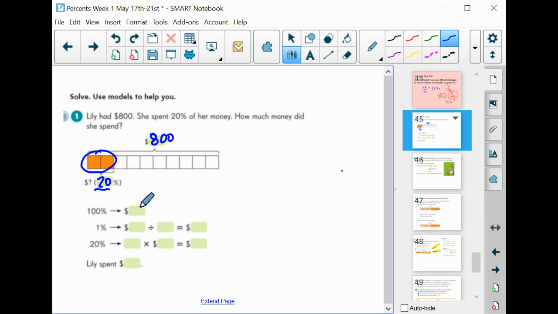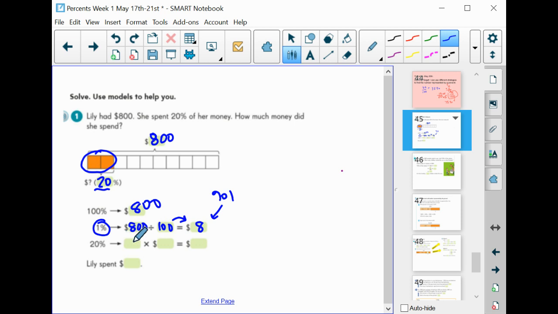So 100% of her money is $800. And what we can do to find 1% of her money is divide $800 divided by 100. That will give us 1% of her money. Okay. Now, that's not really what we need yet, but that tells us what 1% is. So this is equal to 1%.